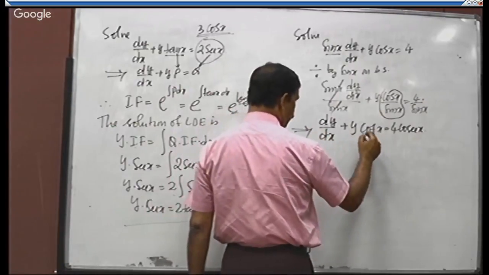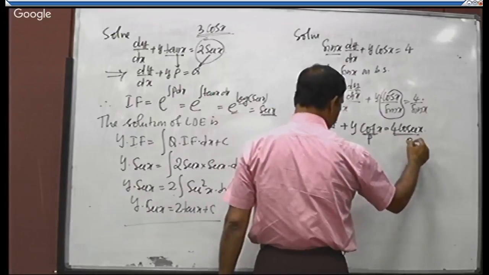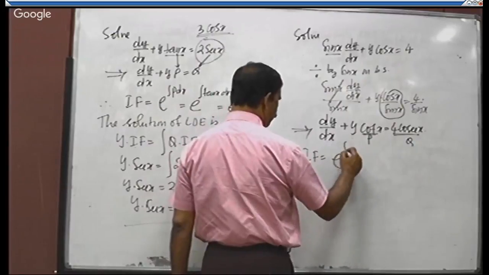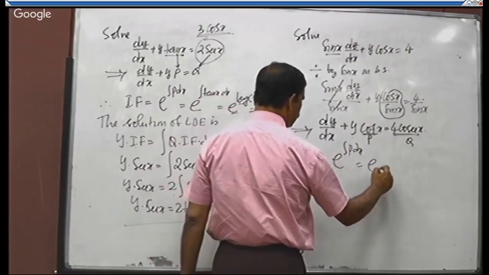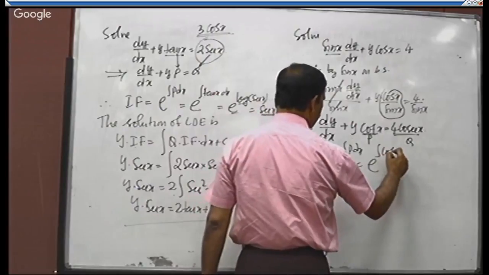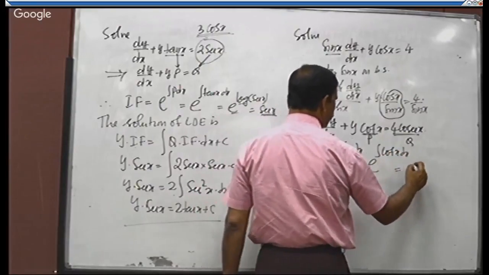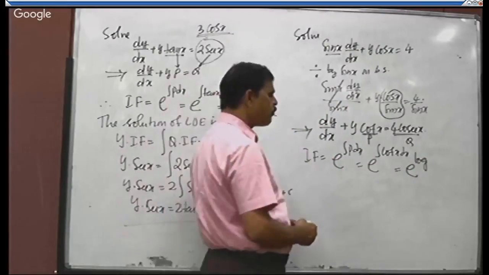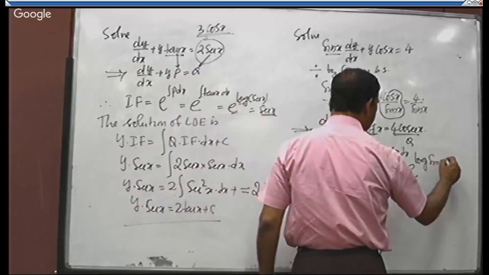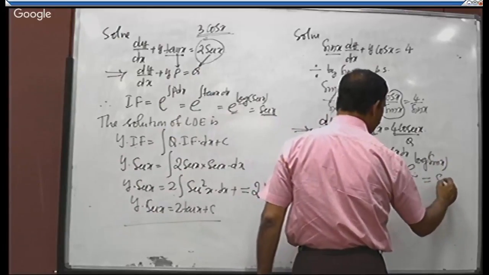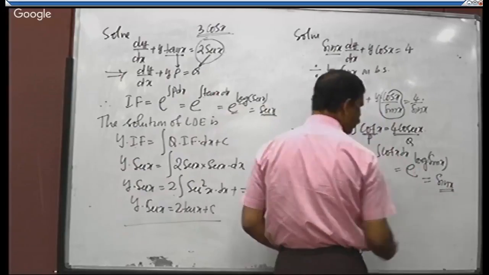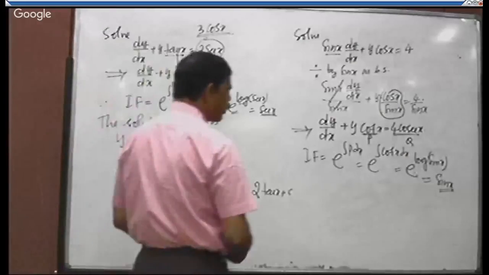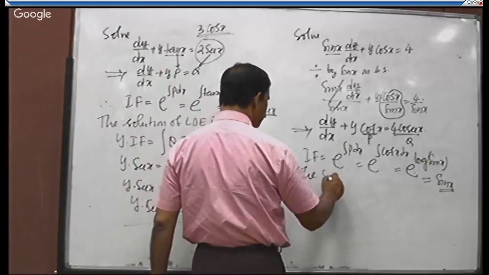Now, this is the standard form, right? What is P? This is P. What is Q? This is Q. Get IF. IF is equal to e to the power of integration of P dx. Integration of what is P? Cot x dx. That is equal to e to the power of, for cot x, it is log of sin x, right? E log cancels, only sin x will be remaining. So that will be called as what? Integrating factor.